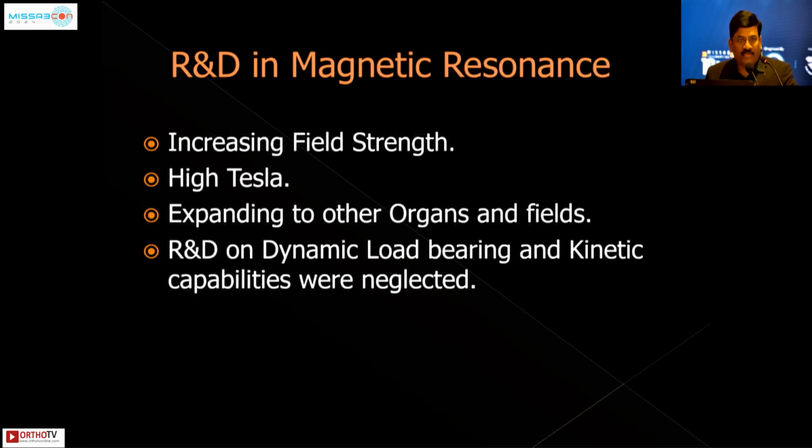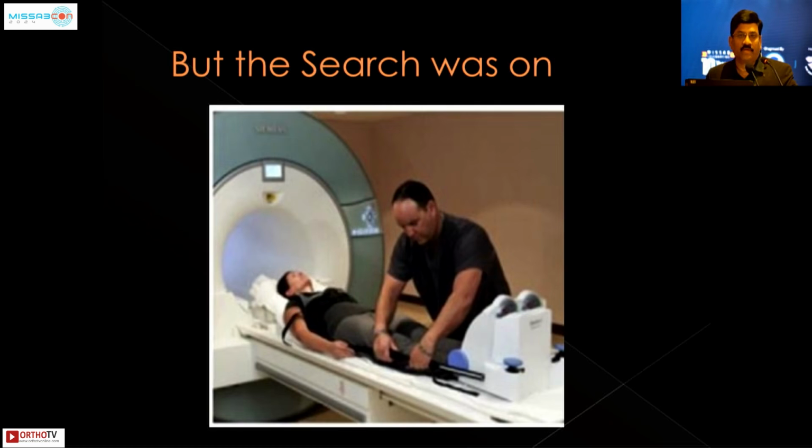But if you see the evolution of MRIs, there has been a lot of R&D in 1.5 Tesla or 3 Tesla, making the superconducting magnet more powerful, and then expanding into other organs and peripheral systems. But none of the R&D has been done on the load-bearing or kinetic part of the MRI, which, as a spine surgeon, we need to have that information.